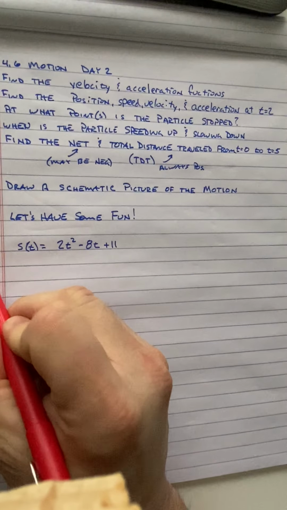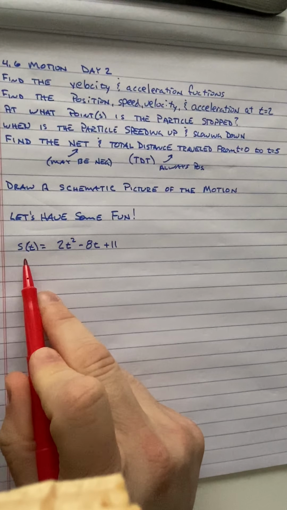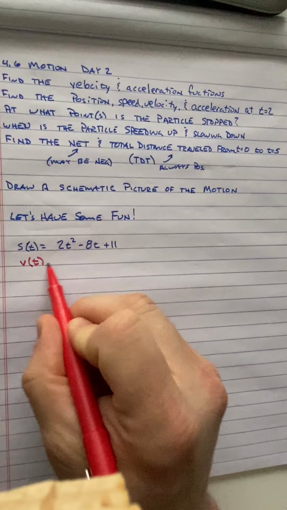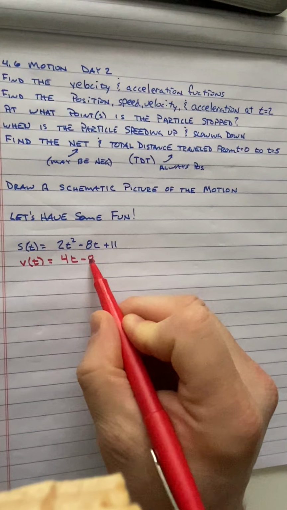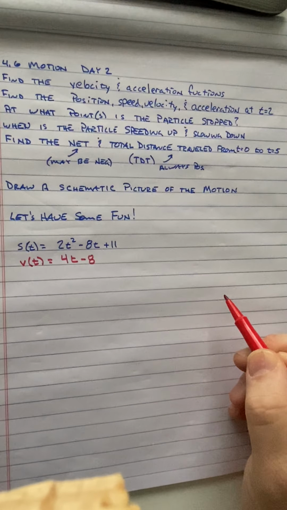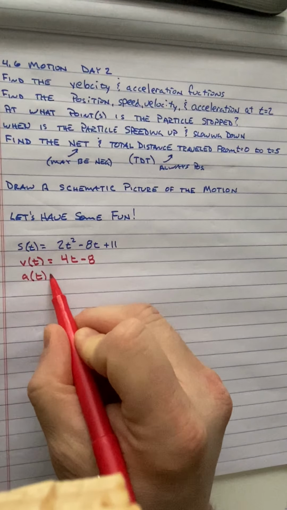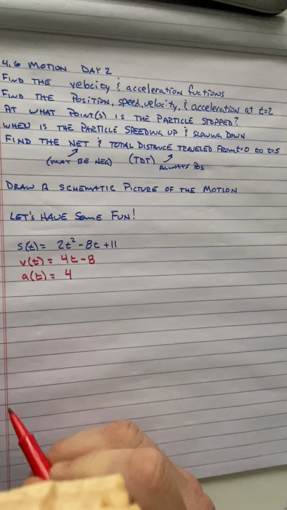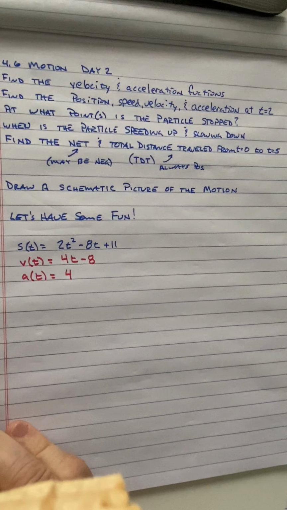Part A. That's one of my favorite parts. Take the derivative of the position function to get the velocity function. So the velocity is just one derivative away from the position. Take it out, multiply it around, and there's the velocity function. The acceleration function is just one derivative away from that. One derivative away from that, we get a constant. So the acceleration is always positive. That's part A. Find the velocity and acceleration functions.